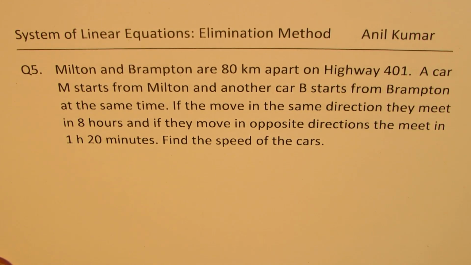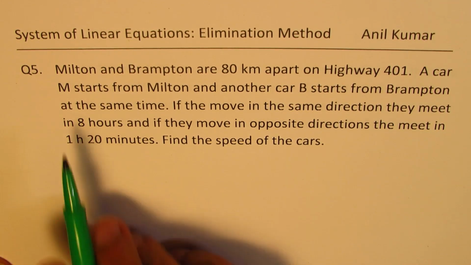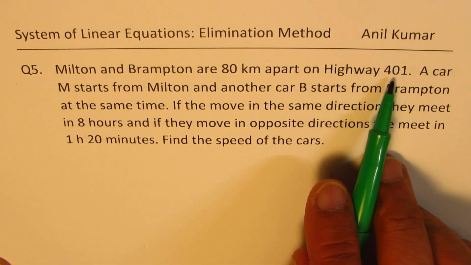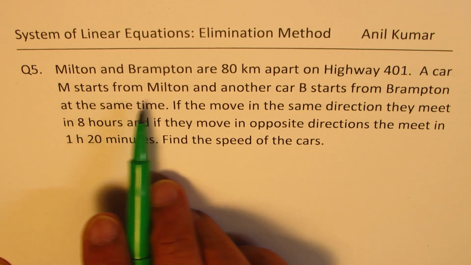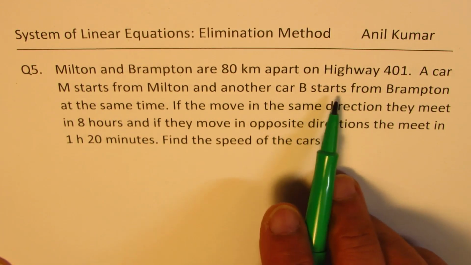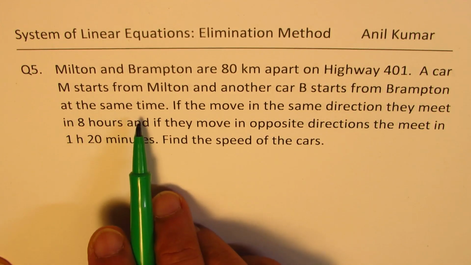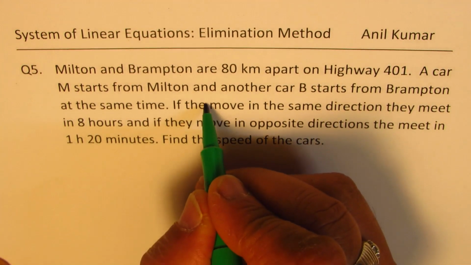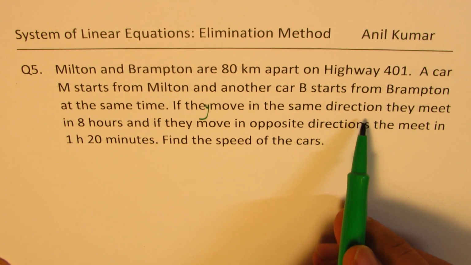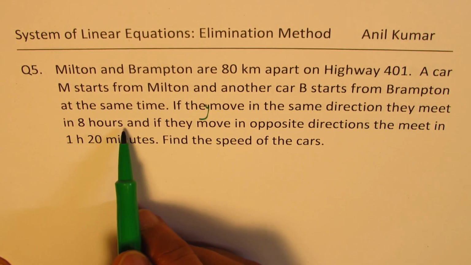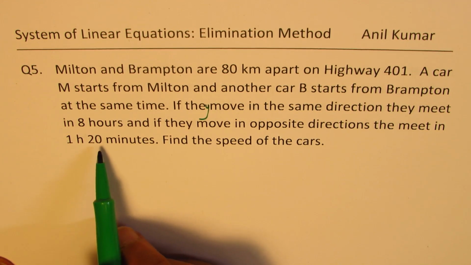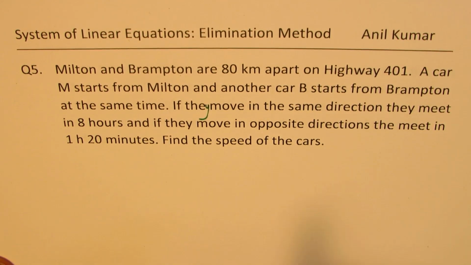Question number 5 is, Milton and Brampton are 80 kilometers apart on highway 401. A car M starts from Milton and another car B starts from Brampton at the same time. If they move in the same direction, they meet in 8 hours. And if they move in opposite direction, they meet in 1 hour 20 minutes. Find the speed of each car.